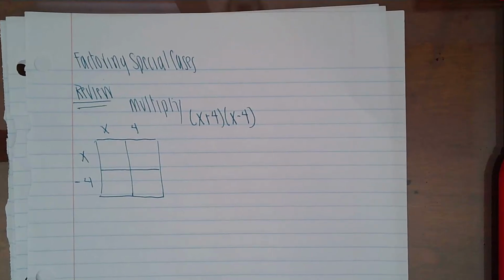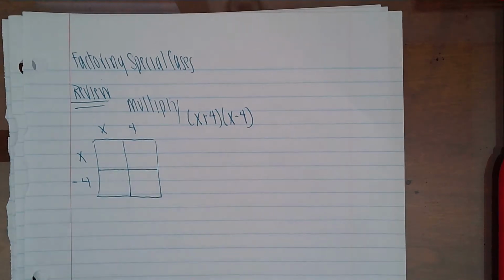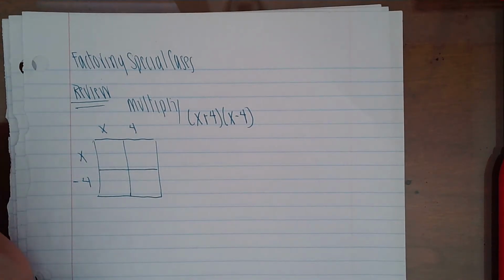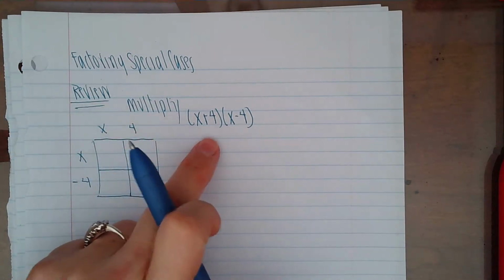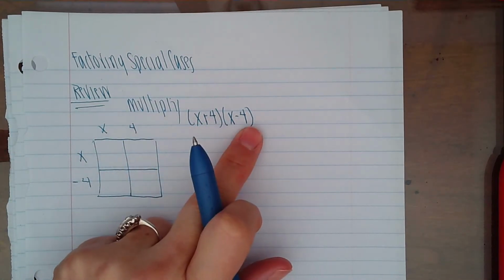Hey guys, so the last thing we're going to learn this week will be factoring special cases. You might remember me telling you about the difference of two squares. So this would be the difference of two squares. The same thing in parentheses, one's positive, one's negative.